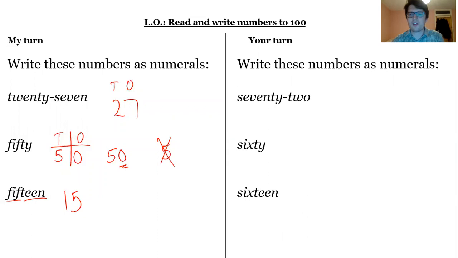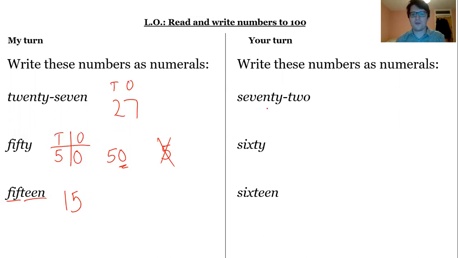So you're now going to have a go. On a piece of paper or in your book, you can write down these numbers now as numerals. You're going to pause this video, and then as soon as you've done those, unpause, and then we'll go through the answers together. So pause the video now, and then unpause as soon as you're done. Okay, let's have a look together.